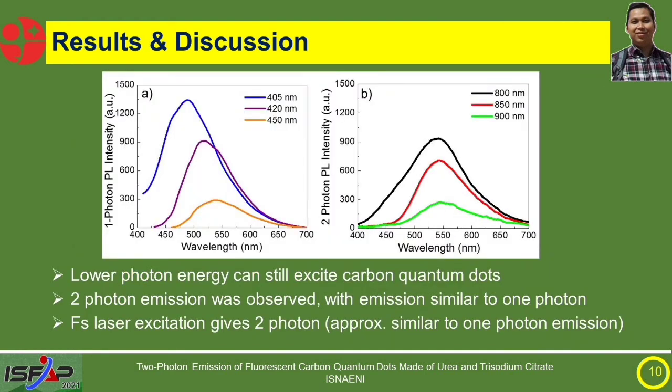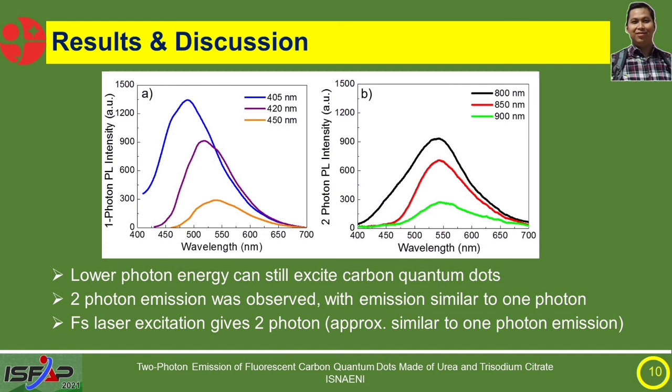These figures are the emission spectra of the carbon quantum dot excited using different lasers. The emission color of carbon quantum dot by 405 nanometer laser is blue-green color. The emission color shifts to the green color when carbon quantum dot were excited by 450 nanometer laser. This phenomenon is known as red shift.